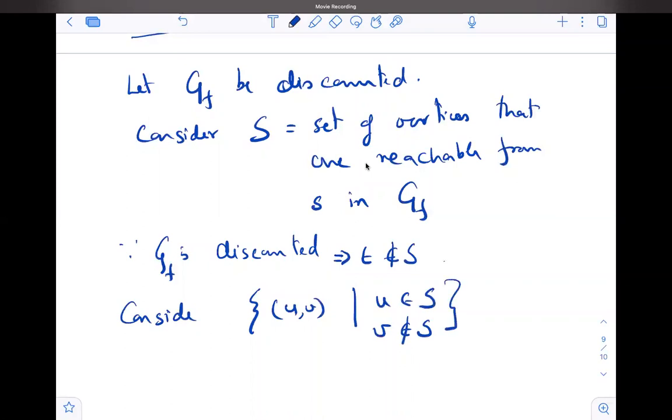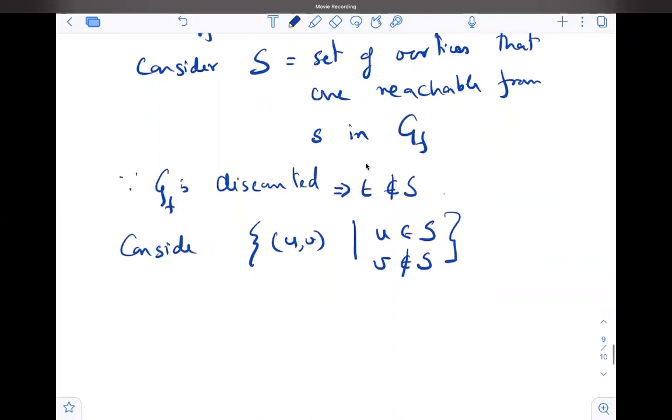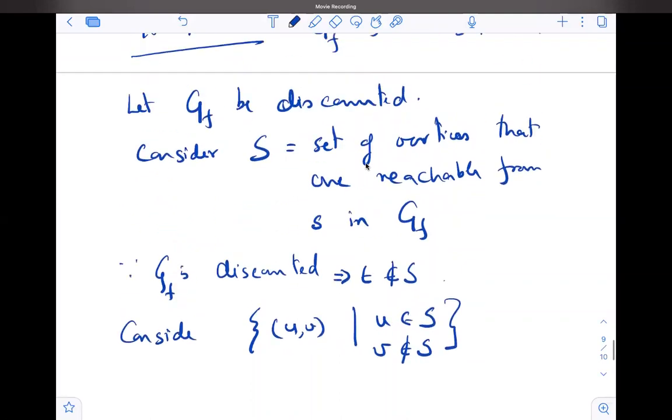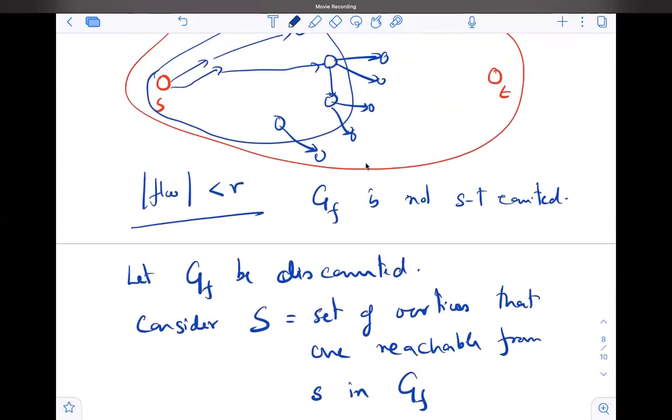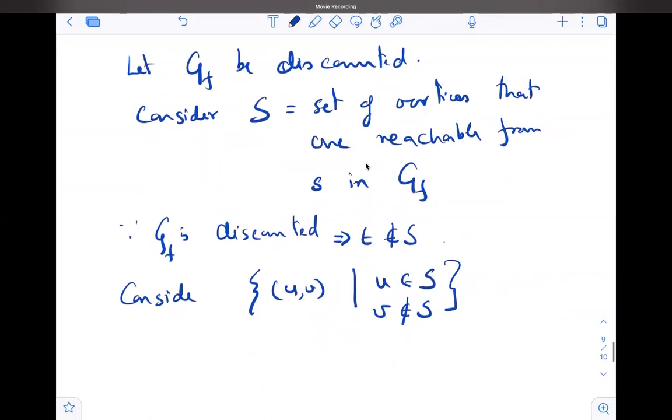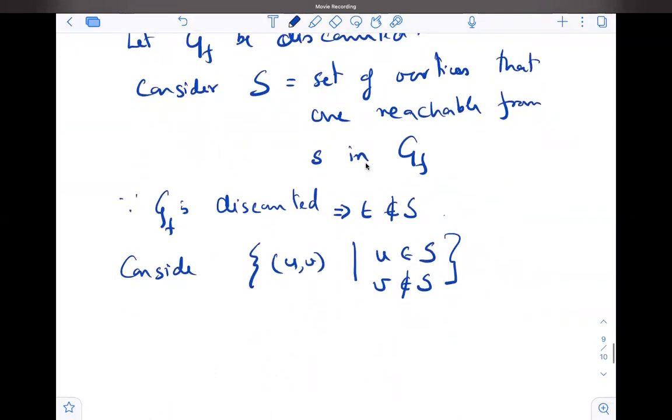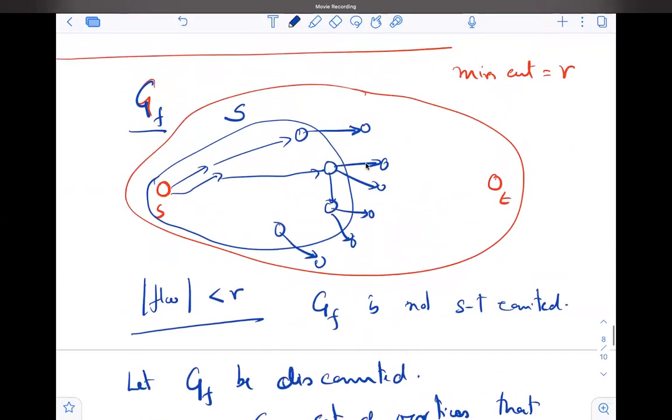Okay. What can you say about this set of edges? These are the edges that are from here and going out. So the sum of them is greater than R. Of course, the sum of them is greater than R, right? Very good.